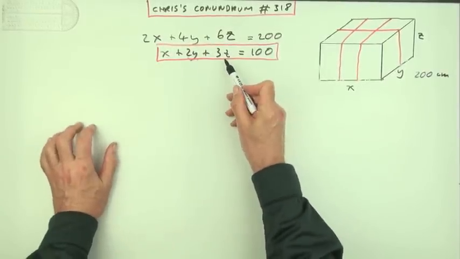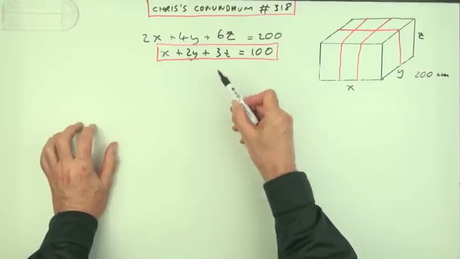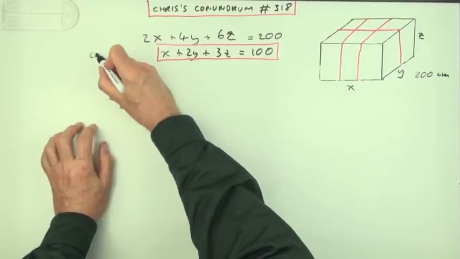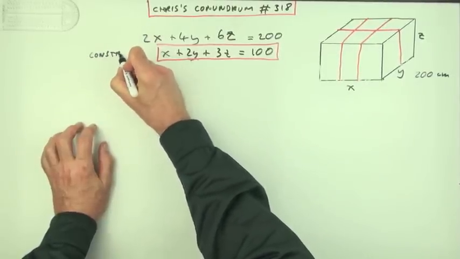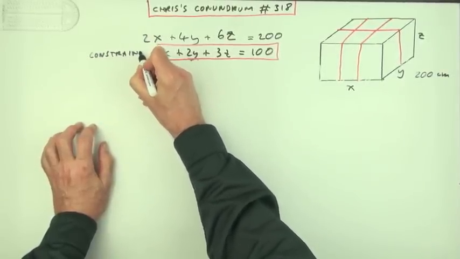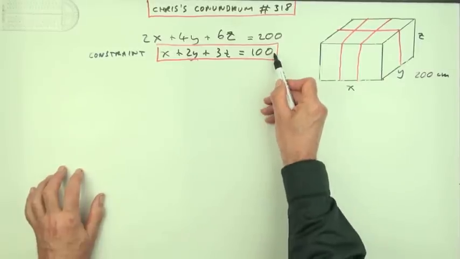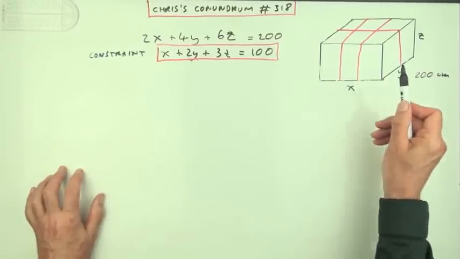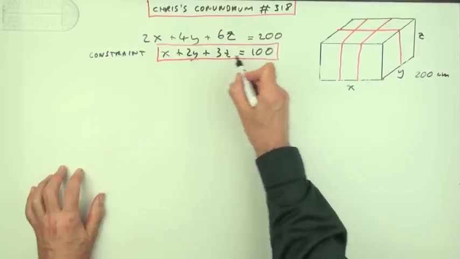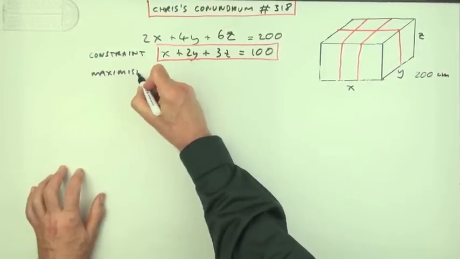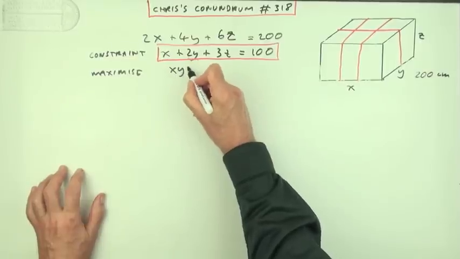Now that's going to be important because that limits the values of X, Y and Z. This is what's known as a constraint. There's a constraint equation here. And what you want to do is find the values of X, Y and Z that satisfy this and give the biggest volume. So you've got this constraint and you want to maximize this expression XYZ.